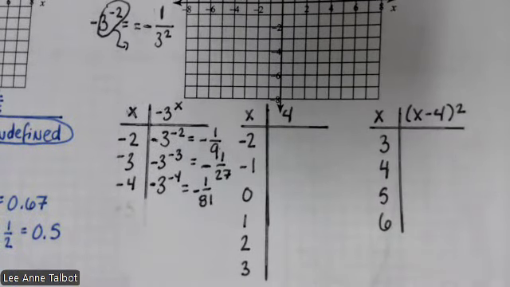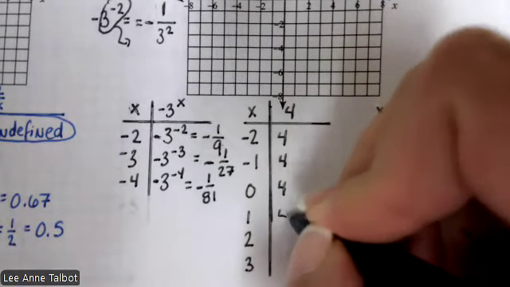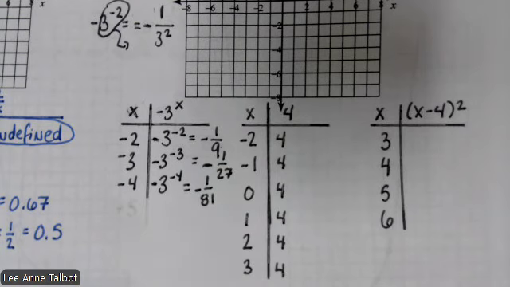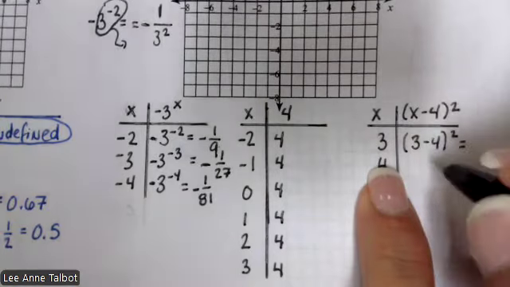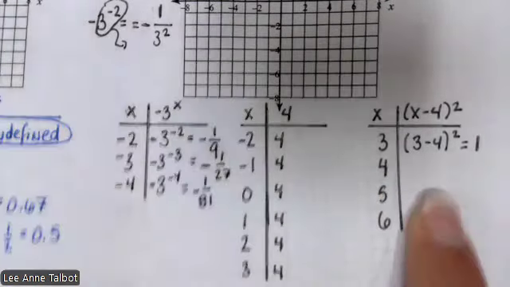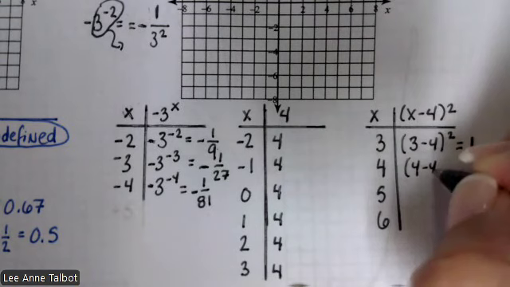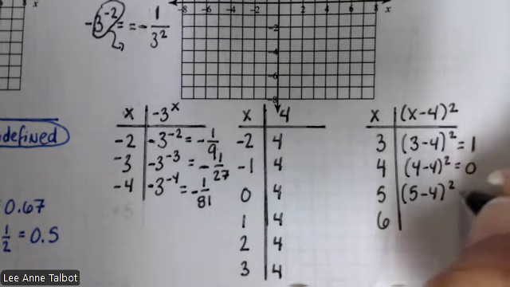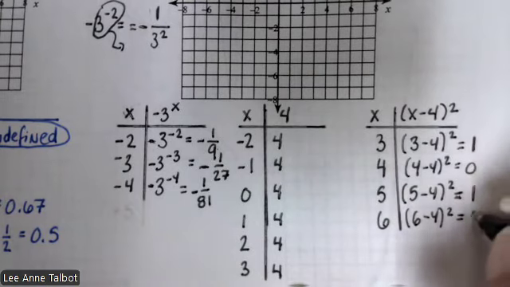Okay, however, table 2 is my favorite. It says that it's 4. It's amazing. Yeah, me too. Okay, so 3 minus 4 squared. So 3 minus 4 is negative 1 times itself is 1. Zero. 1. 4.